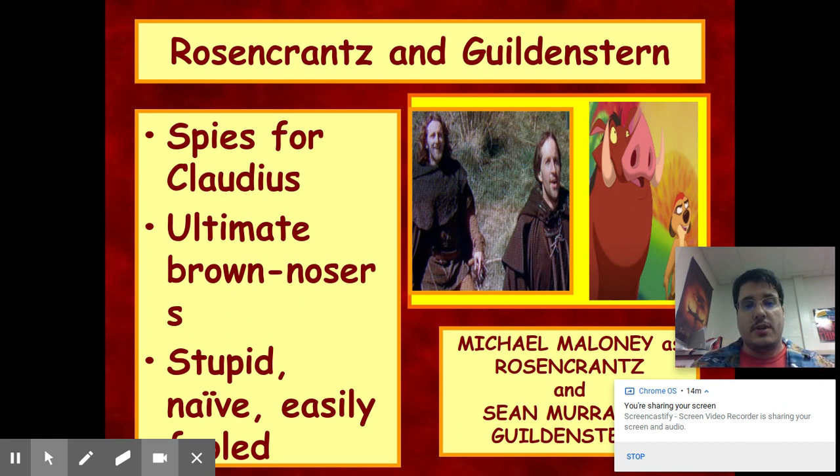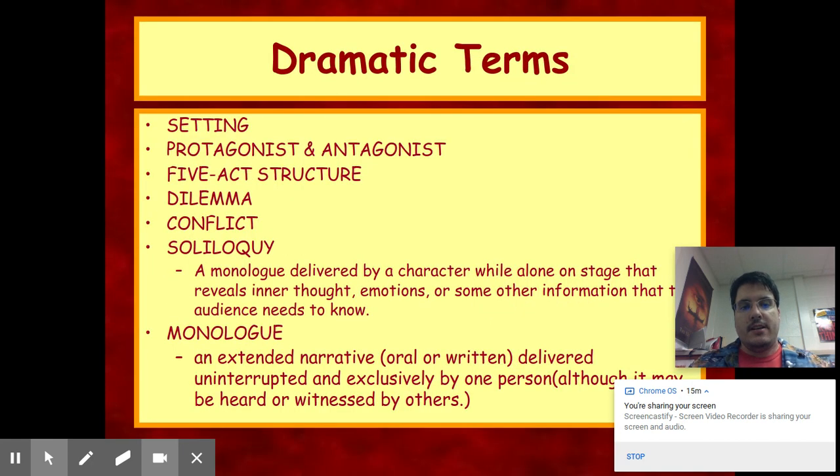And so Hamlet gets the better of them repeatedly. Okay, so here's some basic terms. We've talked about setting and protagonist and antagonist, protagonist being the main character, antagonist being the character against them. So Hamlet would be the protagonist, and Claudius would be the antagonist.